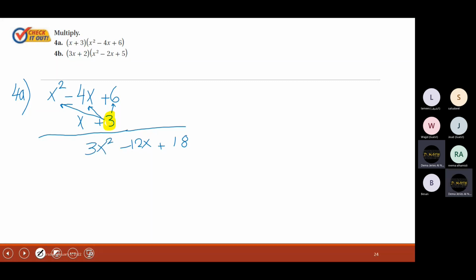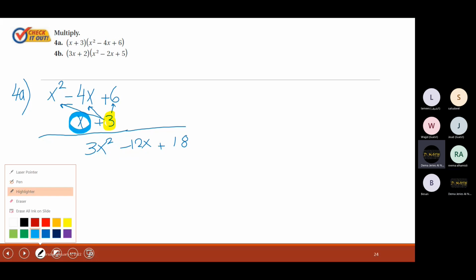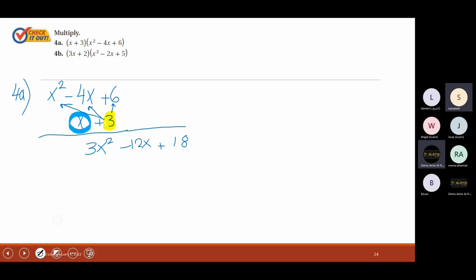The second one now. x times 6 will be 6x. x times negative 4x, it will be negative 4x to the power of 2. Bravo. And x times x to the power of 2 will be x to the power of 3.